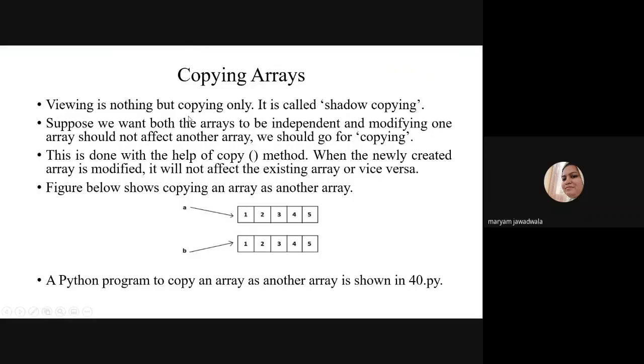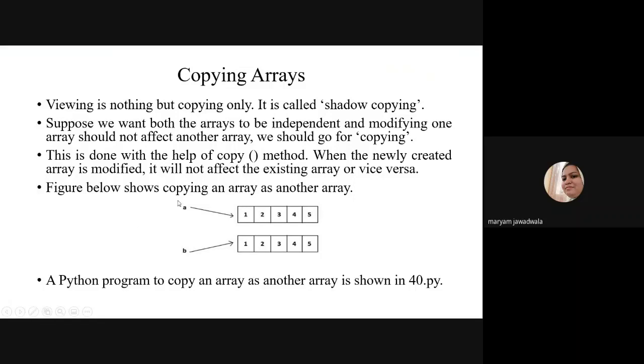With view, if I modify the content of one array, then the content of the other array is modified again. I don't want this. I want independent copies of the array in my computer memory. Then I should go for copying, right? So a copy method is there for copying, right? It means when the newly created array is modified, it will not affect the existing array or vice versa.